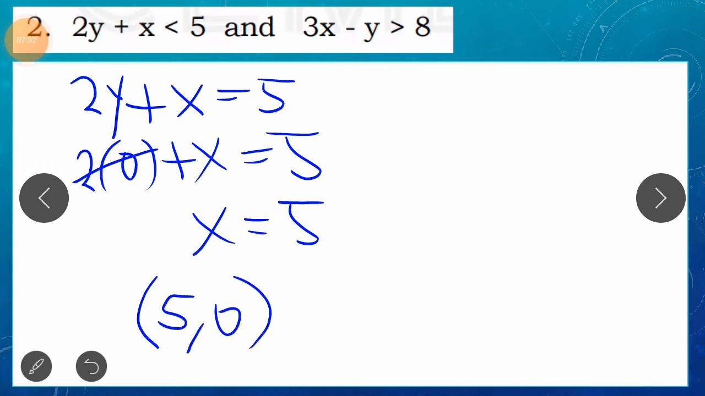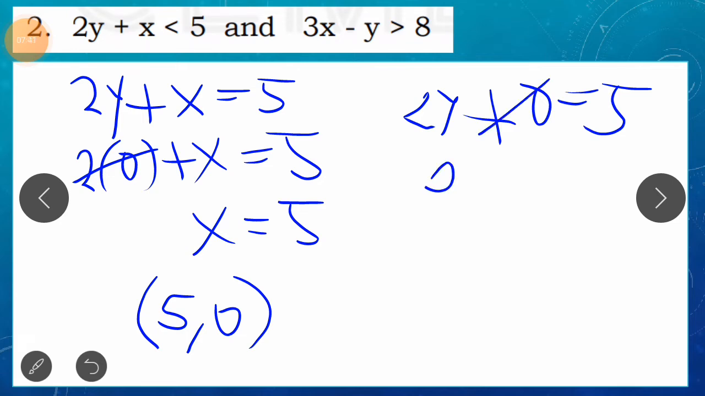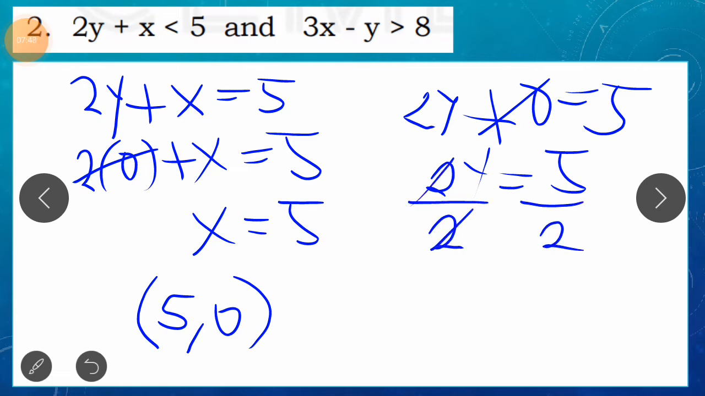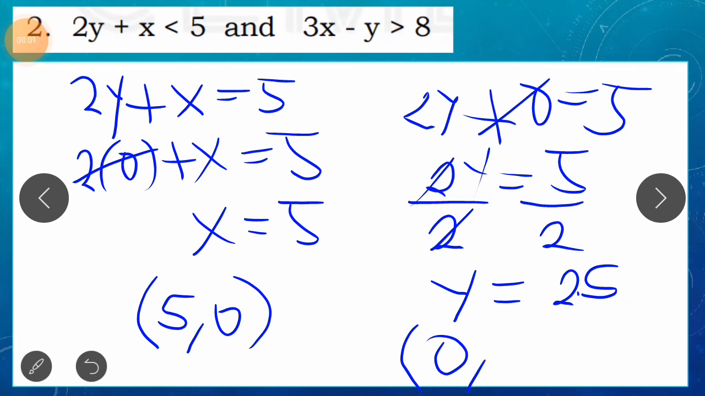To find the y-intercept, you have to substitute x by 0. Okay, so this will be cancelled since it's 0. So 2y equals 5. Then divide both sides by 2. So therefore y is 5 divided by 2. Let's write this as a decimal because it will be easier to graph. So x is 0, y is 2.5.